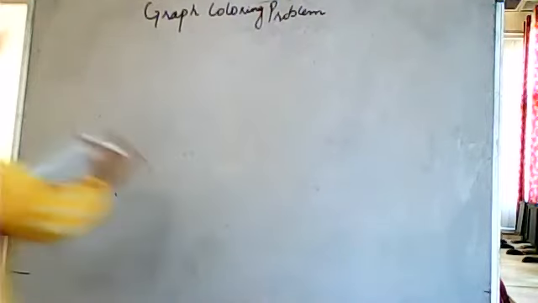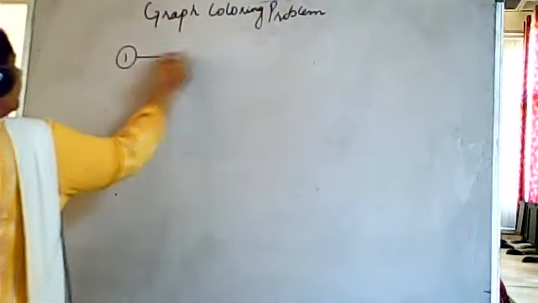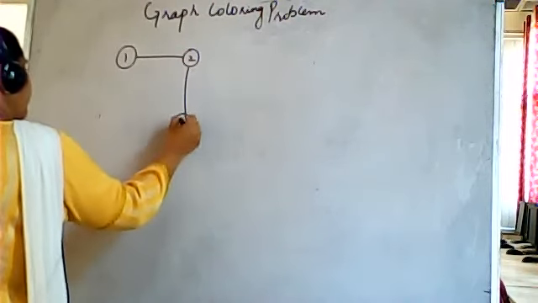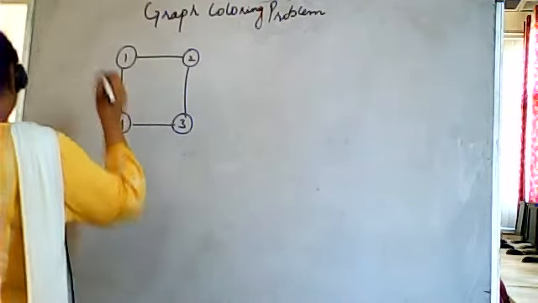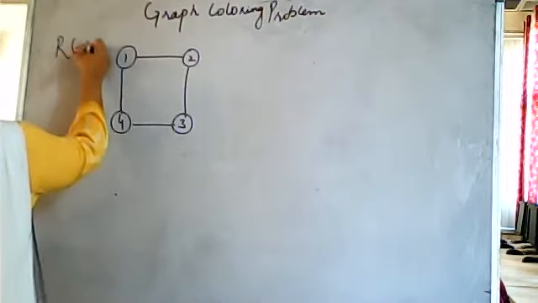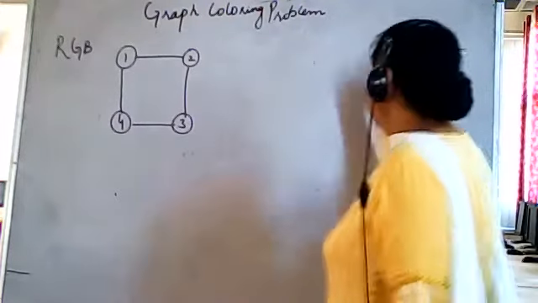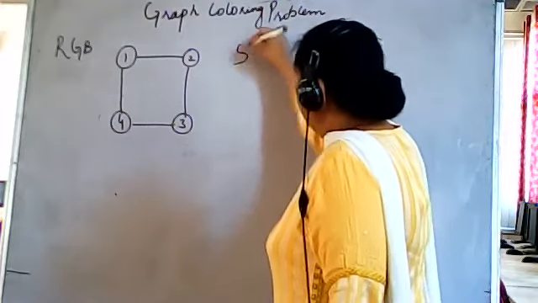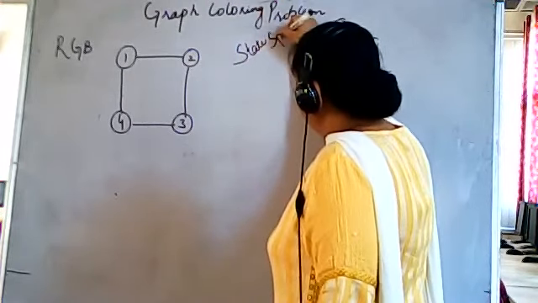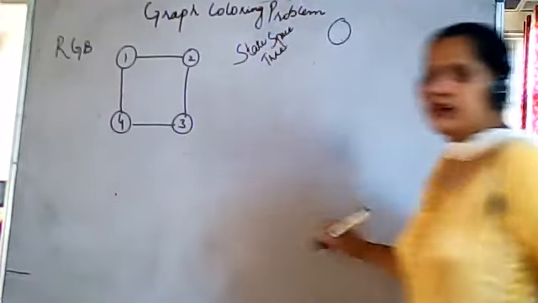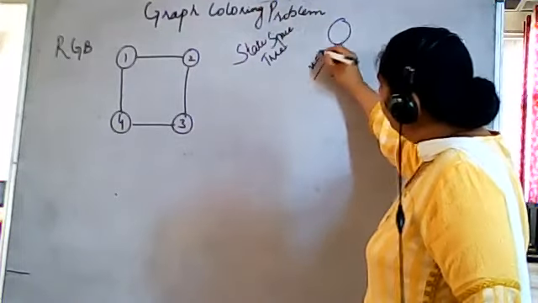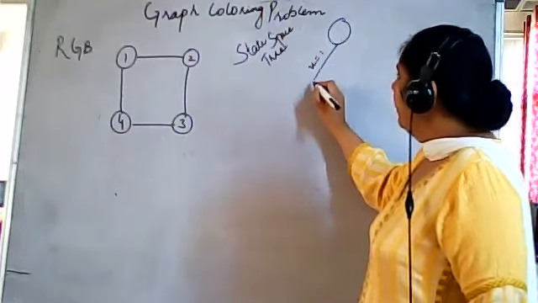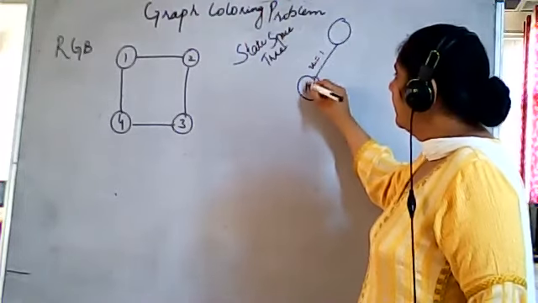Just hold on while I make this diagram. This is the undirected graph which is given to me, and I have been given three colors to paint this graph: R, G, and B. Let's start making the state space tree. Where will we start from? We will start from the beginning node, that is the root node. For x equal to 1, the first node, there are three cases. For the first node, we will take red color into account.